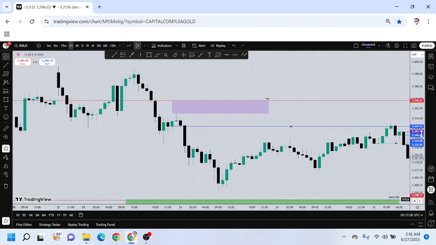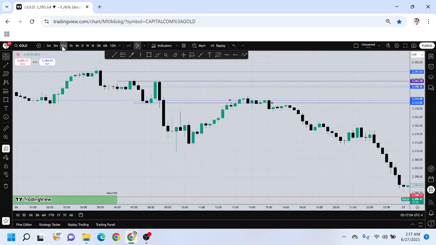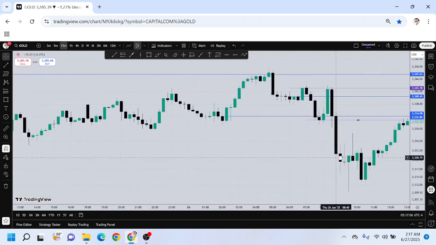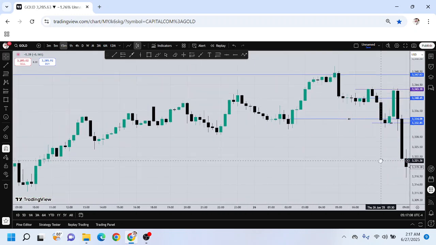I don't know whether you guys are following me. Let me show you what the market did on the 15 minutes so that you can see clearly. This is the level here. This is the level here. We went, we came back. This is our level right here. Can you see what we did?